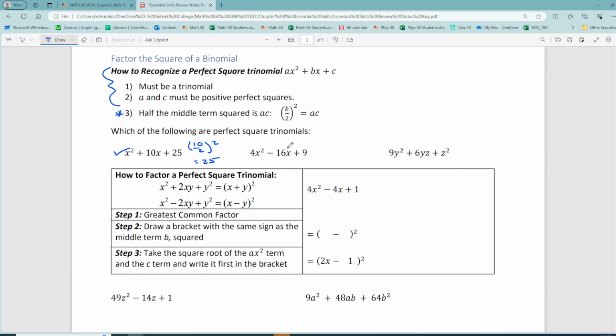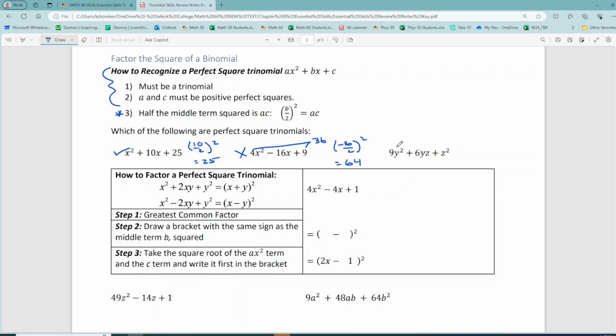Okay, let's try this one. Again, half the middle term squared would give me negative 8 squared, which is 64. So then what I'm checking is that 4 times 9, so AC, is 36. Since these are not the same, this is not a perfect square trinomial, and in which case I would check to see, can I find two numbers that multiply to give me 36 and add to give me negative 16? If not, then it's prime and it's not factorable.